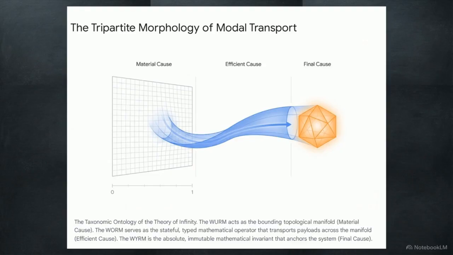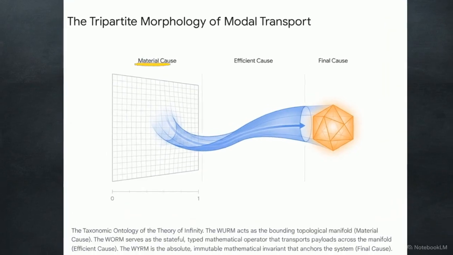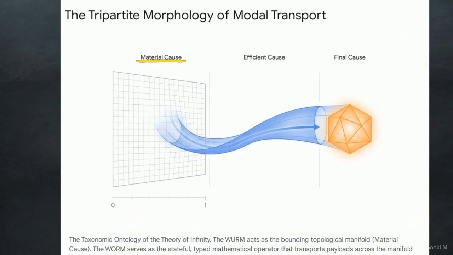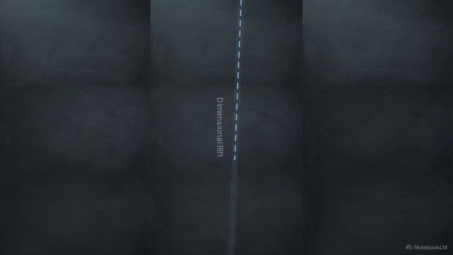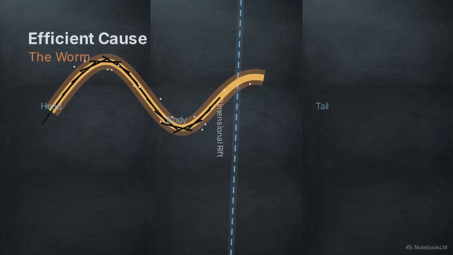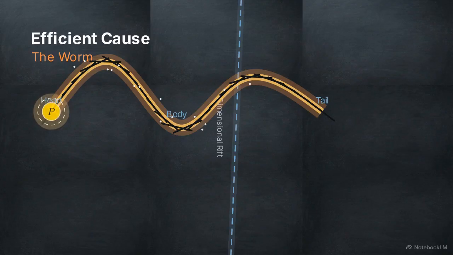This diagram illustrates the three distinct components of that transport mechanism. First is the material cause, formally defined as the Wurm. This represents the bounding continuous manifold, the spatial geometry, or the exact domain over which we are integrating. Second is the efficient cause, defined as the Wurm. This is the active, stateful mathematical operator designed to ingest an algebraic payload, tunnel through the continuous manifold, and carry it across the dimensional rift.